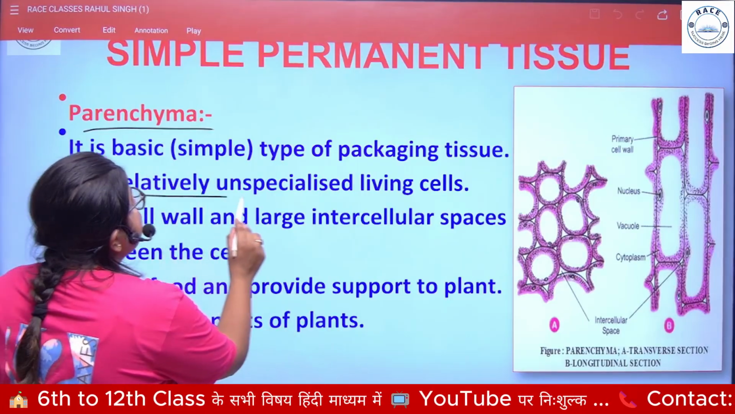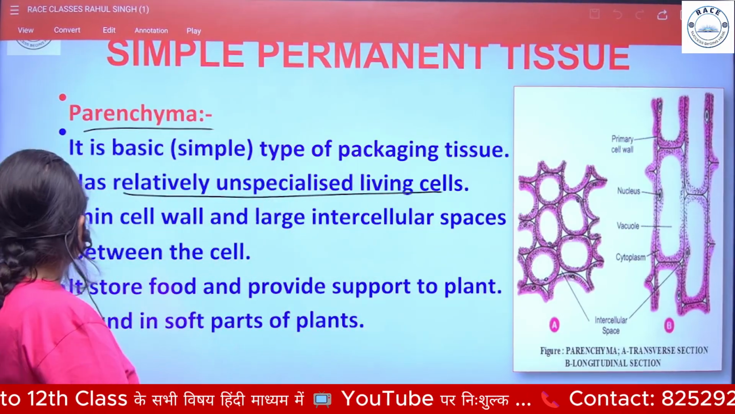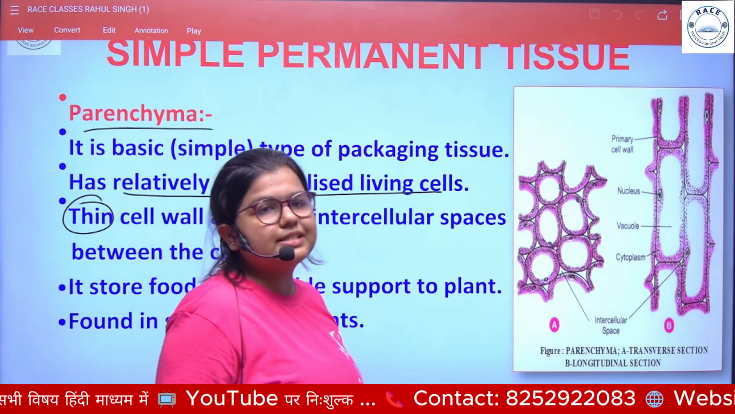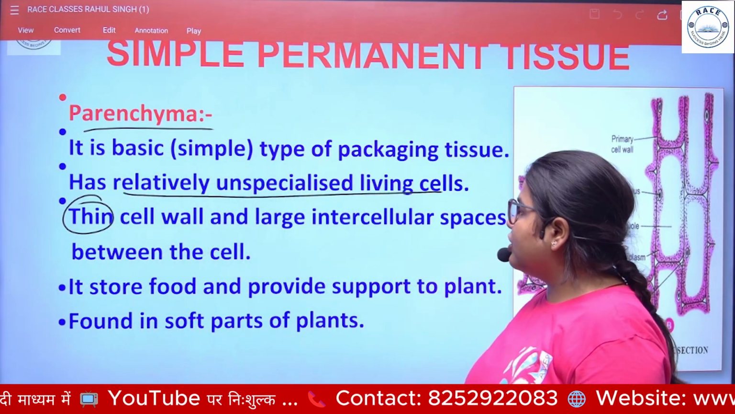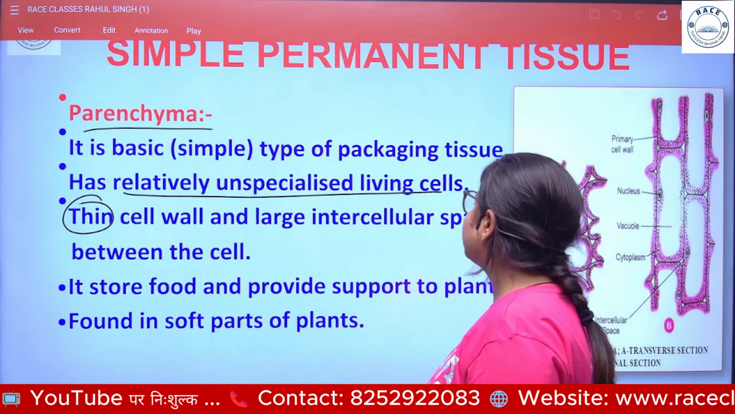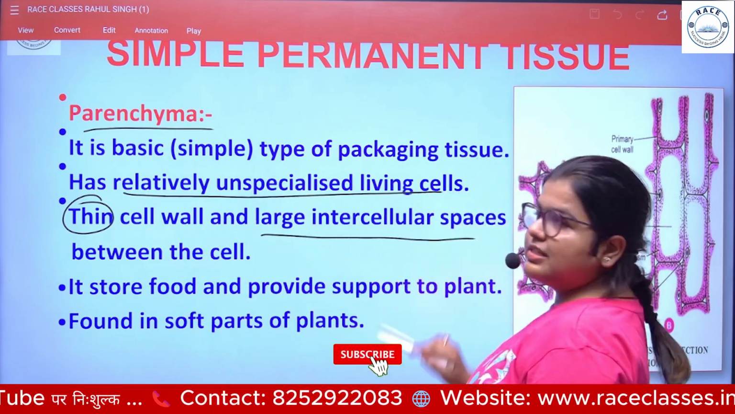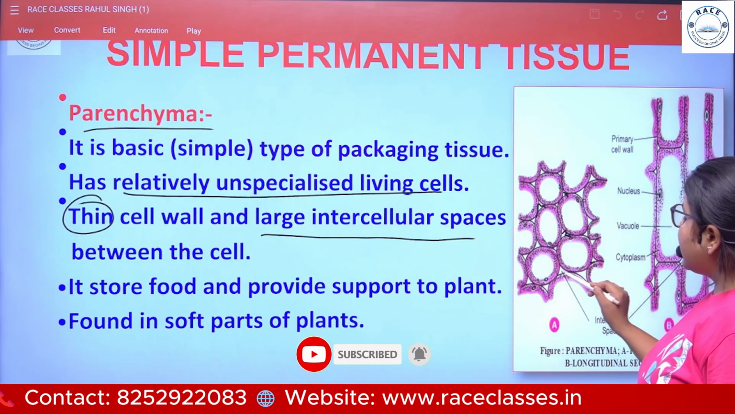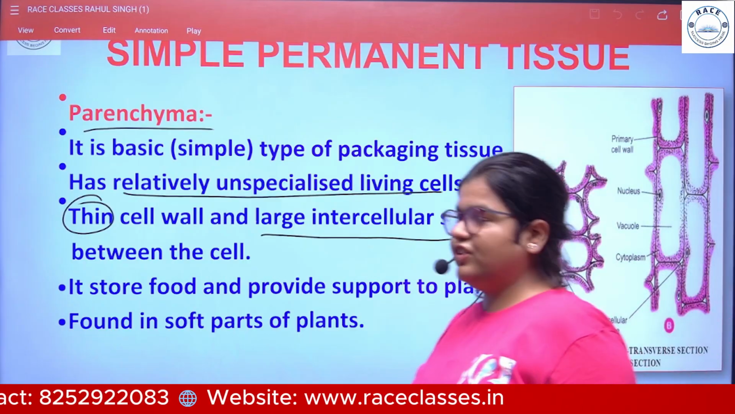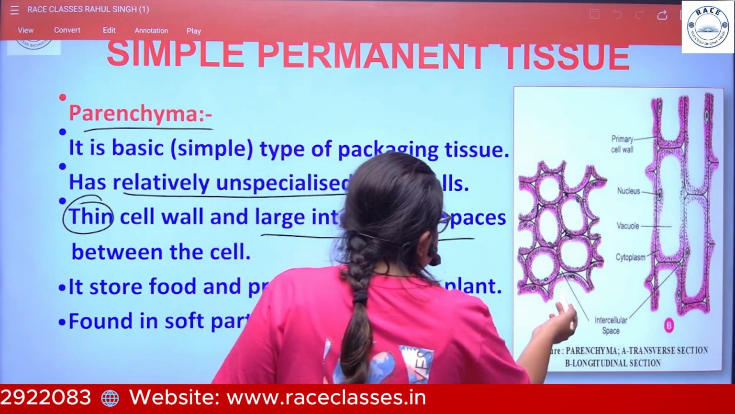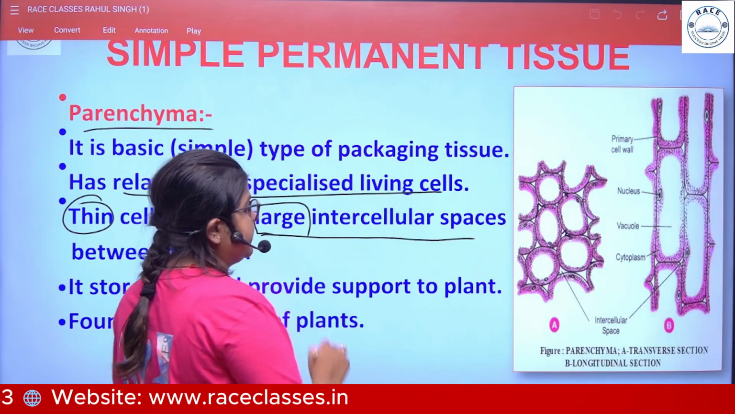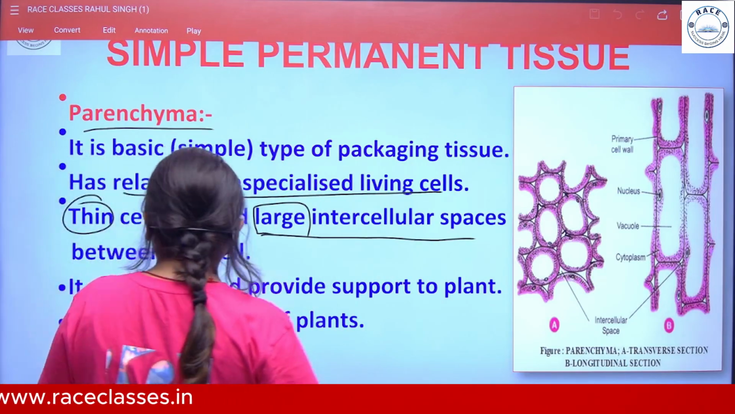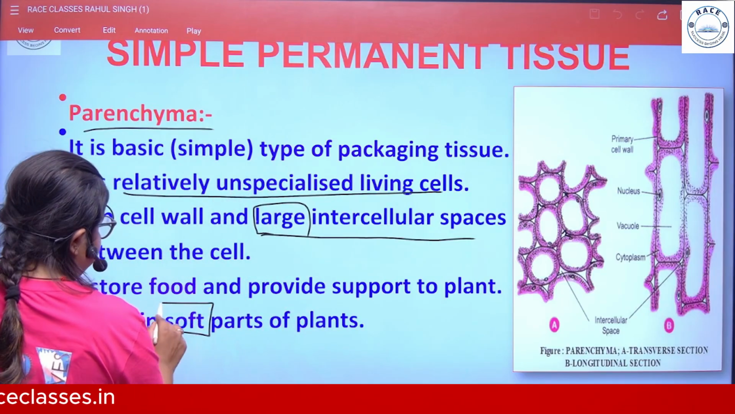It has relatively unspecialized living cells. Thin cell wall, again, because wherever the cells are continuously dividing, there we say it is thin cell wall. And large intercellular spaces. You can see here there are large intercellular spaces, which is not usual in other types of tissues. So that's why we are saying large intercellular space. It stores food and provides support to plant, found in soft parts of plant.